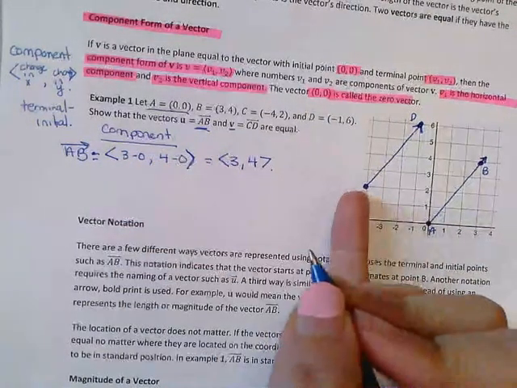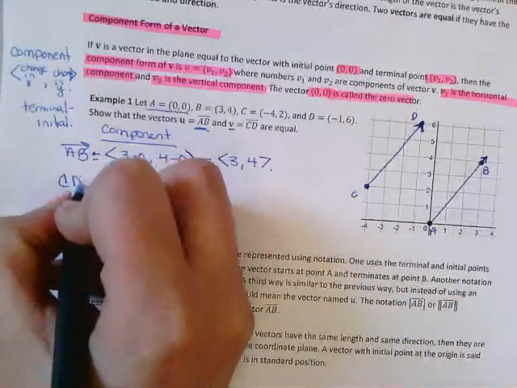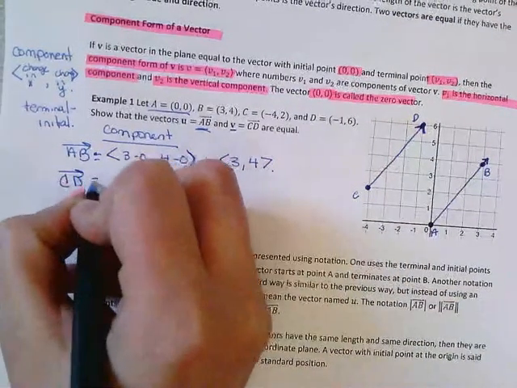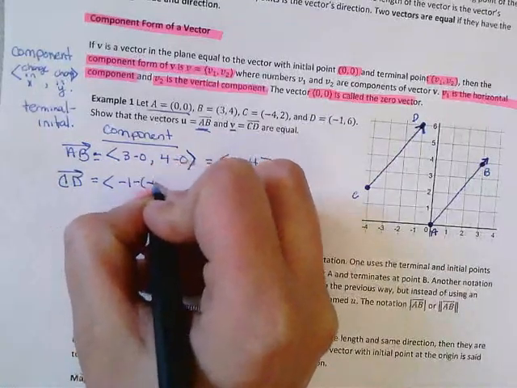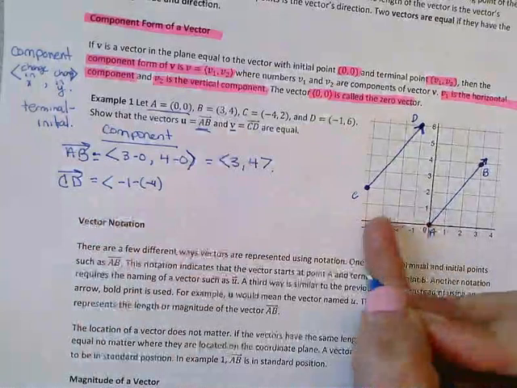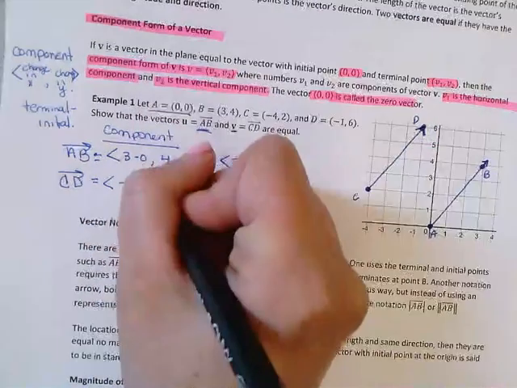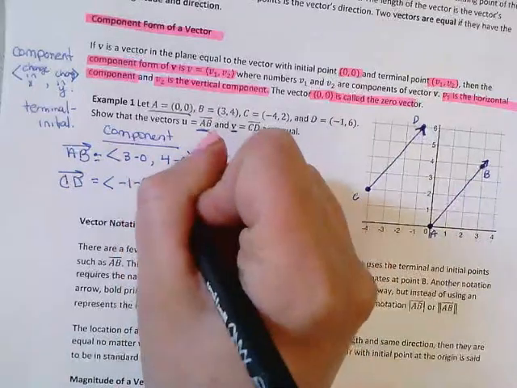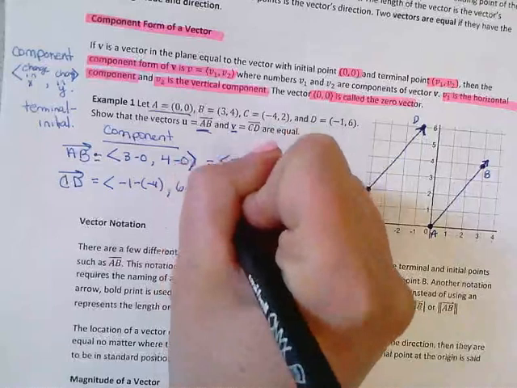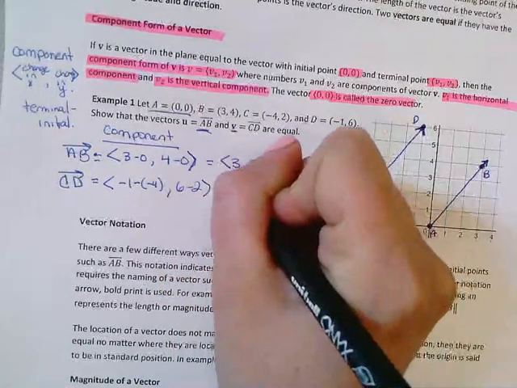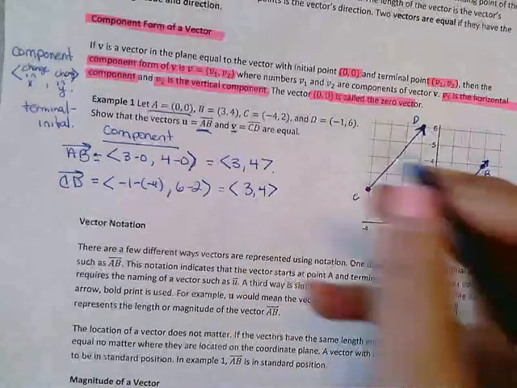Now this one is not starting at the origin, so the numbers are a little bit different. For CD, the component form is going to be -1 minus -4, the change in x, terminal minus initial, and then the change in y is going to be 6 minus 2. So this component form actually ends up being ⟨3, 4⟩. So they are the same.